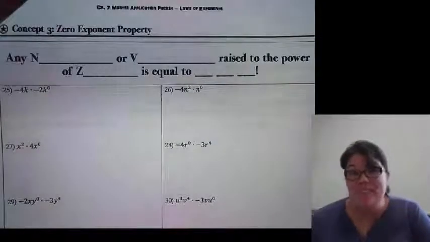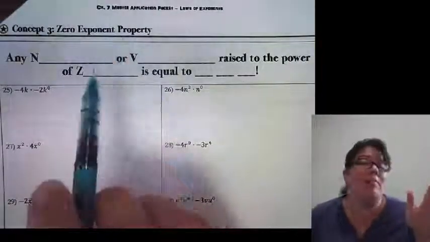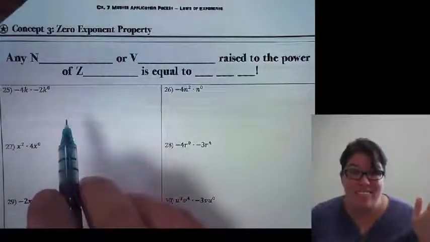Welcome to Chapter 7, Concept 3, the zero exponent property. Now this one is going to blow your mind because it is like the easiest thing ever. You're going to love it.